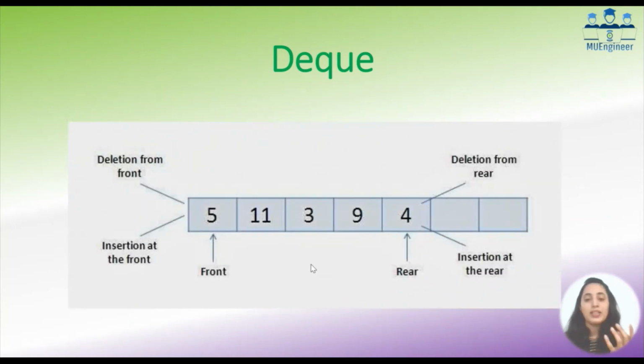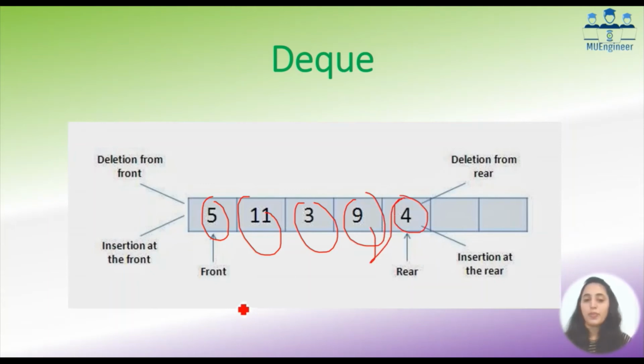Now let us see this example. This we call as a DQ, or the double-ended queue. Say for example, I have these values 5, 11, 3, 9, 4 in my queue, and say for example, front is pointing to the 5 and rear is pointing to 4. So now it says I can delete from front, I can insert from front, and I can delete from rear, I can insert from rear. Okay, so like this operations are possible. So this is all about DQ.